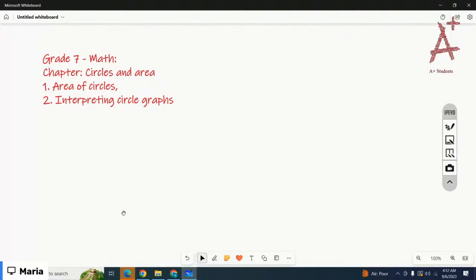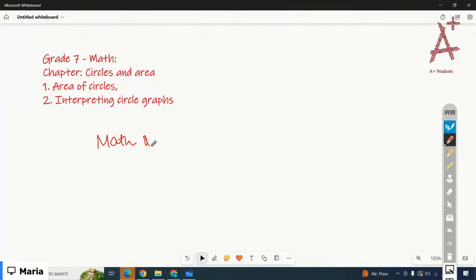We are here for grade 7 math. So we're working on the book Math Makes Sense 7, grade 7. The lessons we're going to cover today are area of circles and interpreting circle graphs. So let's just start with the lesson, area of circles.